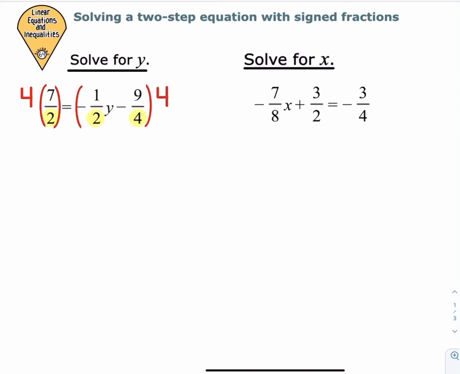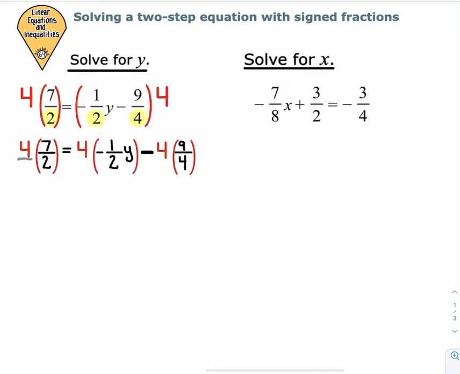Distributing the 4 through on the right-hand side, it looks like this. Ultimately, that 4 is next to each term. Next, you might want to put the 4's over 1 to make it easier to see what's going to cancel.